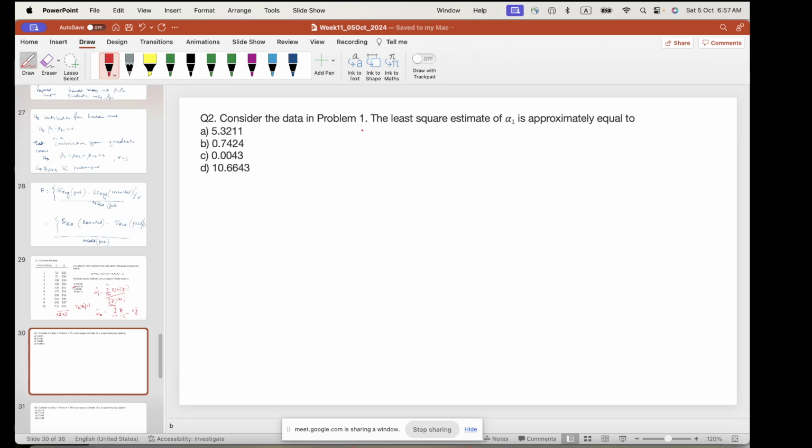Consider the data in problem 1. The least square estimate of alpha 1 is approximately equal to how much? Okay, so here let me write it down. Alpha j hat is equal to summation i equal to 1 to n pj xi yi, divided by summation i equal to 1 to n pj square xi.